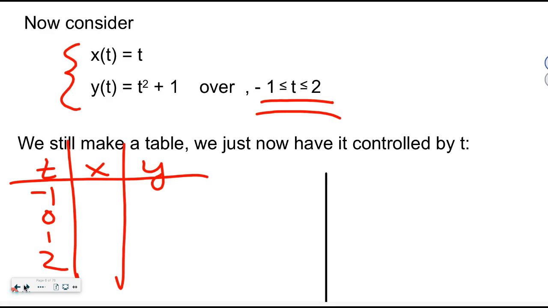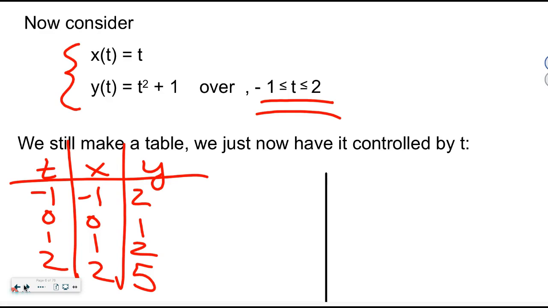So I plug the t in, and it is going to control both of these. So when I plug it in here, I'll get -1, 0, 1, 2. X is the t. And then I'd square it and add 1. Square it and add 1, sorry, my pedantic, right? Square it and add 1, square it and add 1.